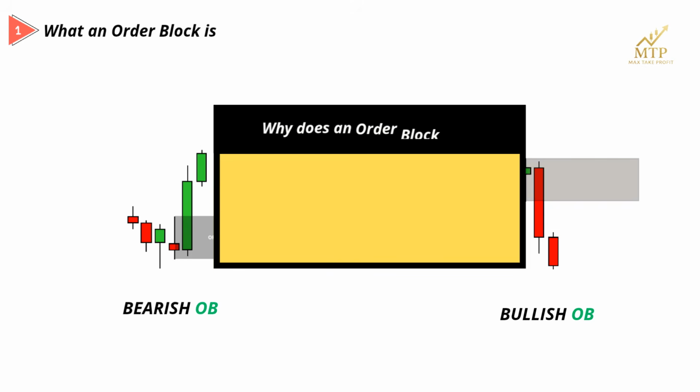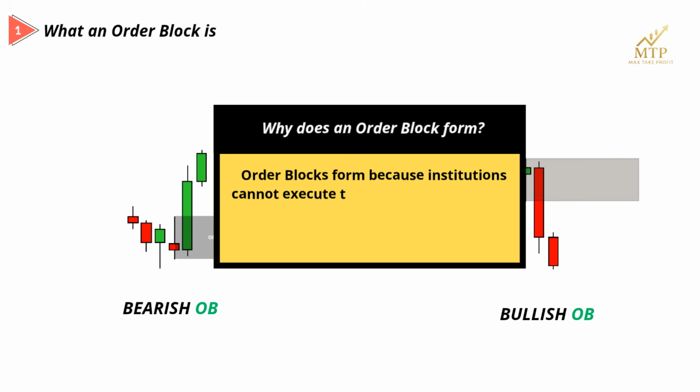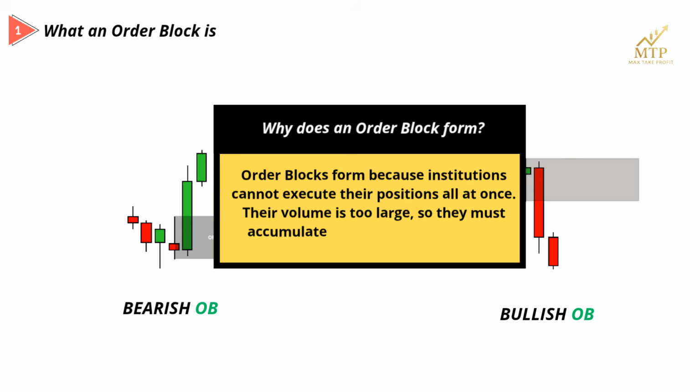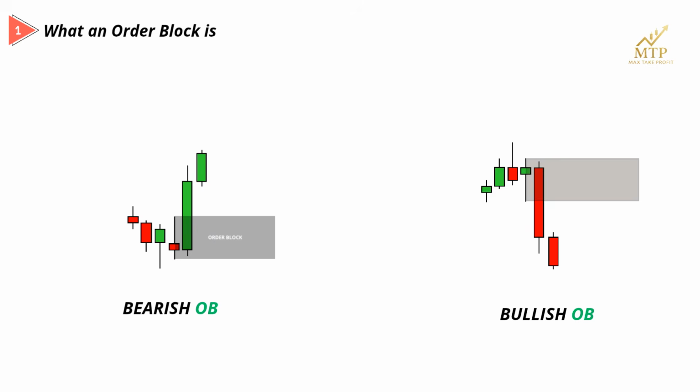Why does an order block form? Order blocks form because institutions cannot execute their positions all at once. Their volume is too large, so they must accumulate or distribute their orders gradually. When price leaves an area with strong momentum, it indicates that a large number of orders were executed in that zone. That's why, when price returns to this area, it often acts as a reaction zone, as institutions look to protect or rebalance their positions, creating high-probability trading opportunities.